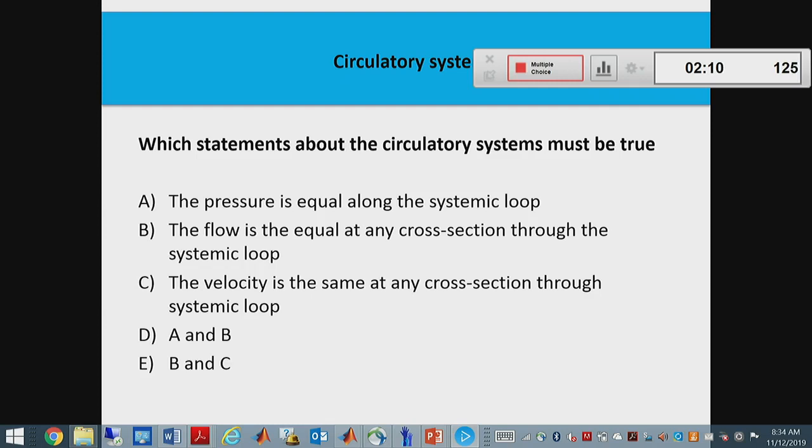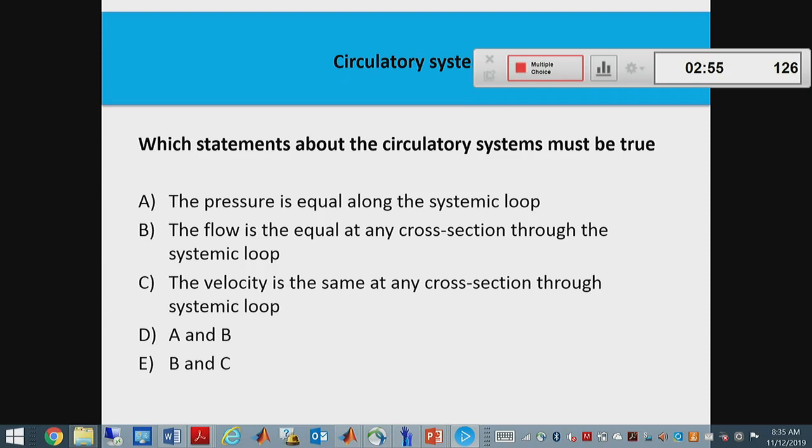Yes? I think it's B because Q is flow, Q equals V times A, and V times A is constant. Yes, so the flow is constant. So how about the pressure? So pressure is not constant. So where is pressure high and where is it low? So it's high on the arterial side and low on the venous side, okay? So how about velocity? So why do you think that velocity is not constant?